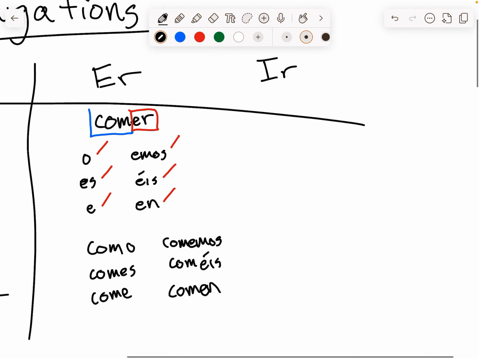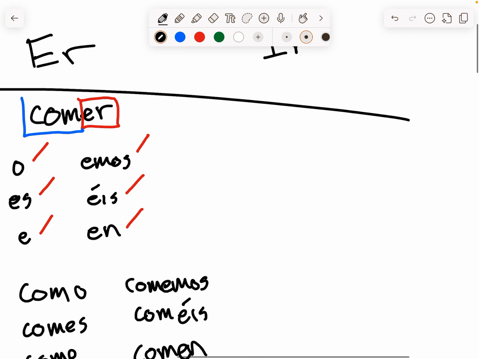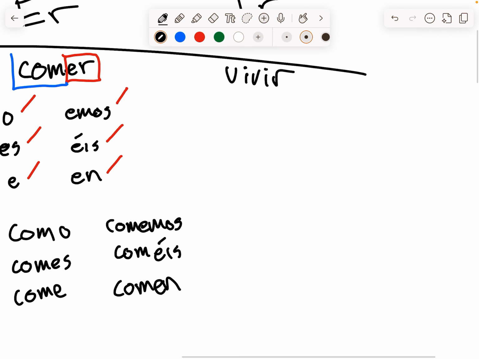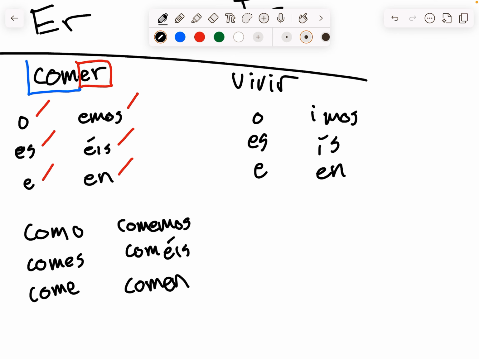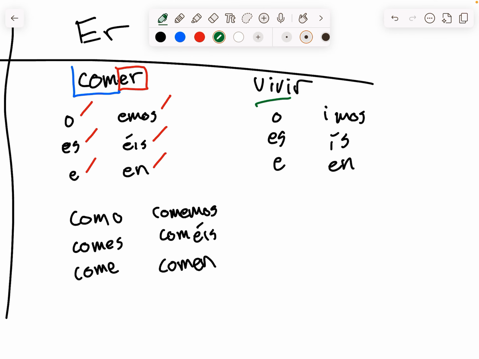Lucky for us, IR ending verbs end very similarly to ER ending verbs. In fact, they share a lot of the same endings. So we'll use vivir as an example. The endings are as follows: o, es, e, imos, is, en. So as you can see, they share all the same endings except for these two. That makes it a lot easier to memorize.